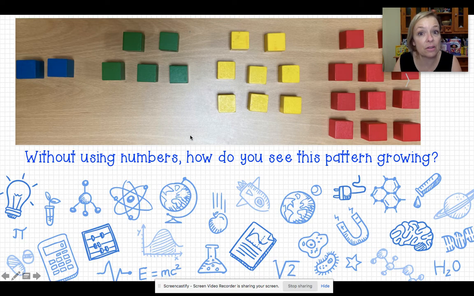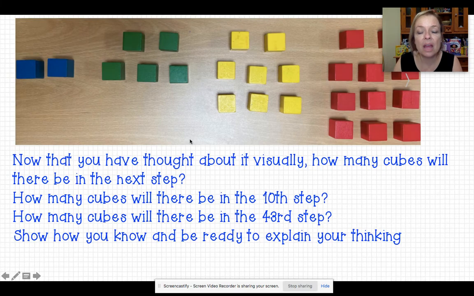So now let's have another look. And I want you to think about how many cubes might be in the next step, which would be the 5th step. What might you do? Are you drawing it out? Do you already have some sort of a procedure that would get you to that 5th step? You might want to think about a procedure now. How many cubes will there be in the 10th step?